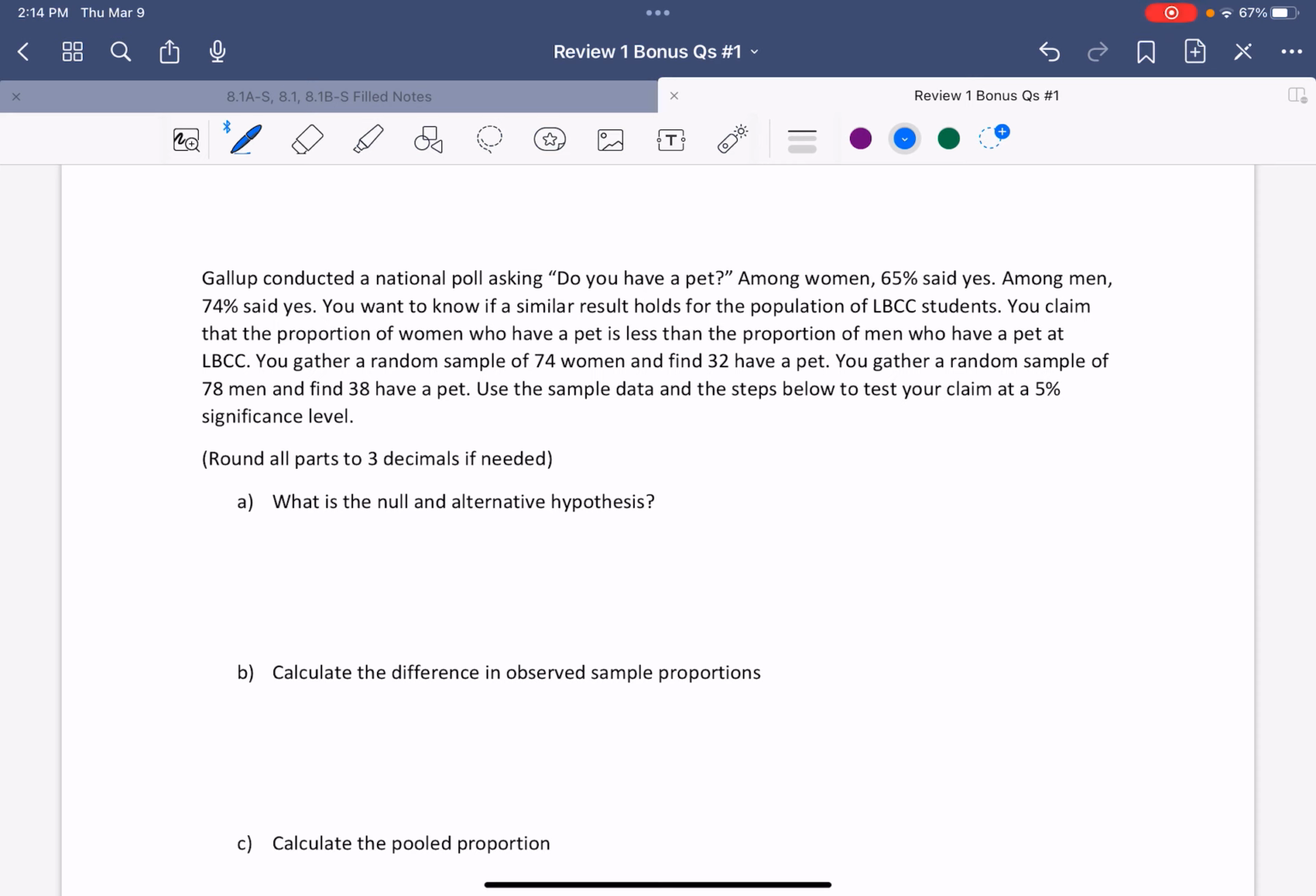It says right here, that's why I said this is the alternative, because it says the proportion of one to a percent is less than the proportion of none. Less than, so that's what it means, so that's our alternative. So P1 is less than P2, because that's what we're claiming. Yes.